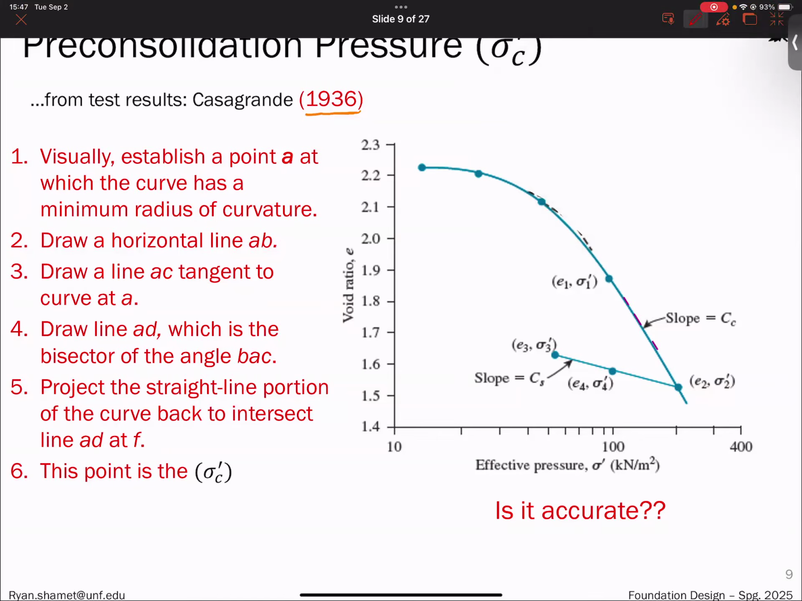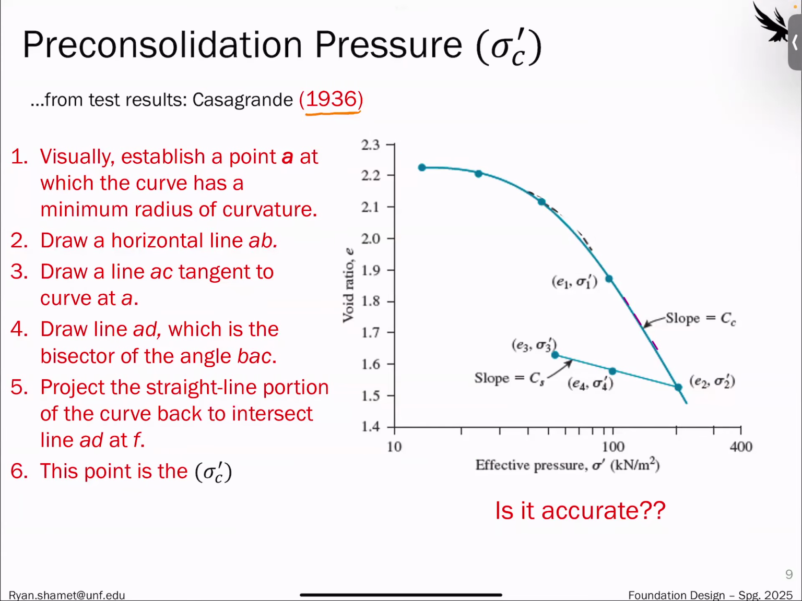And we're just going to pick a point. Let's just say this point right here is that point. I'm going to call this point A. That's the point at which the curve is the sharpest, and that's what the minimum radius of curvature means. So what we then do is draw a horizontal line here, as Arthur Casagrande did in his basement in 1936. Just for the sake of notation, that's going to be the horizontal line AB.